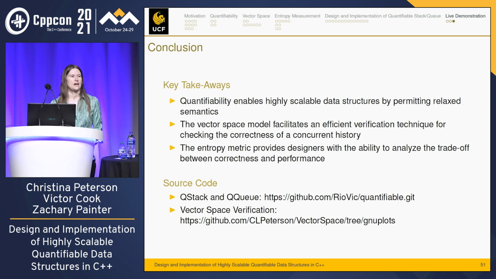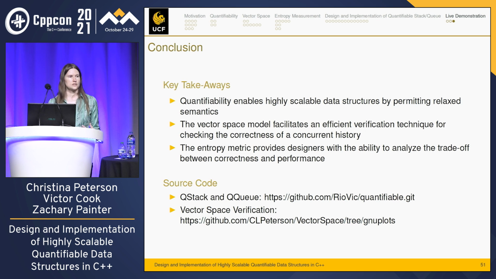The second point is that the vector space model enables very efficient verification for checking the correctness of a concurrent history. This is a big improvement over the traditional approaches that use comparison to legal sequential histories. That's actually an NP-complete problem, and so we've reframed it to be a polynomial time problem. And then finally, entropy provides designers with the ability to assess the trade-off between correctness and performance for choosing the right correctness condition for their data structure.